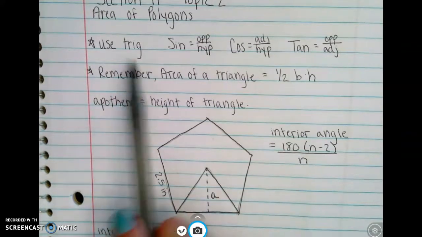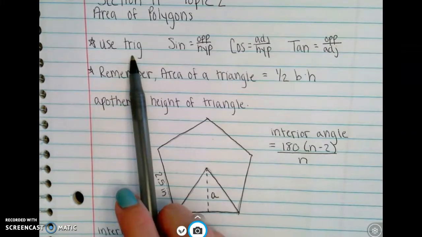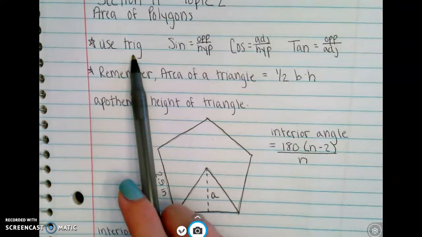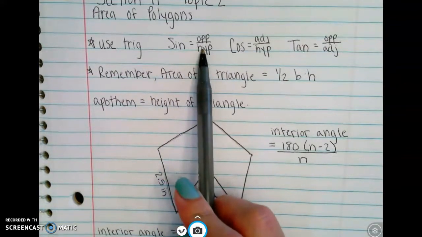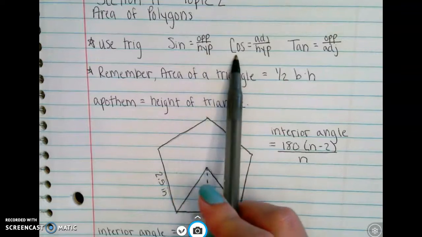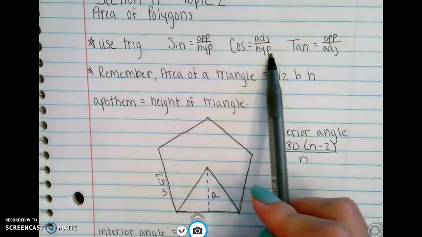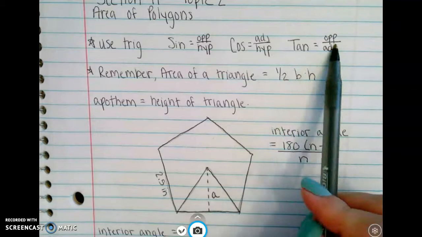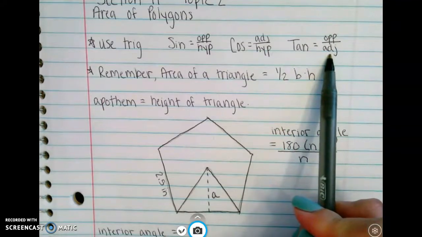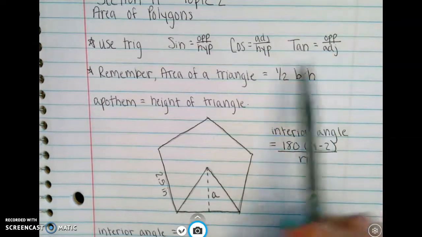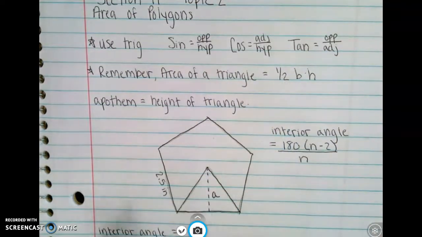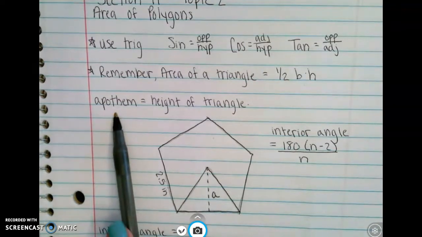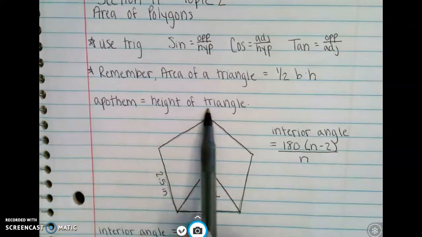And we're going to use trig to do this because it's not always clear what the angles or the sides of the triangles are. So I just want you to remember that sine is opposite over hypotenuse, cosine is the adjacent side over the hypotenuse, and tangent is the opposite side over the adjacent side to whatever angle you're trying to find. Again, remember that the area of a triangle is half base times height. And maybe a new vocabulary word for you, apothem. It is the height of a triangle.